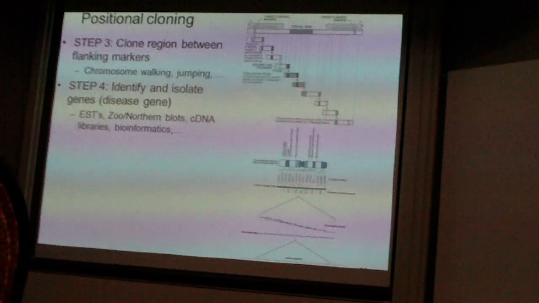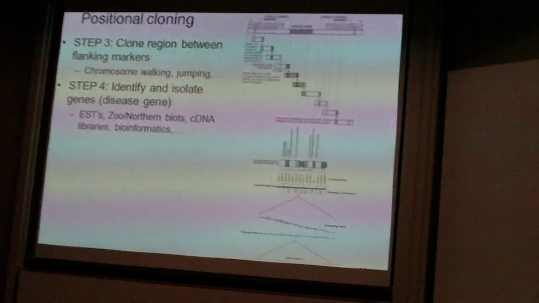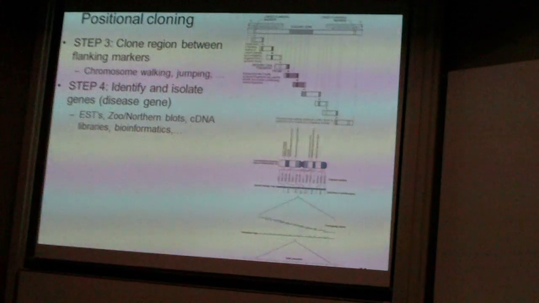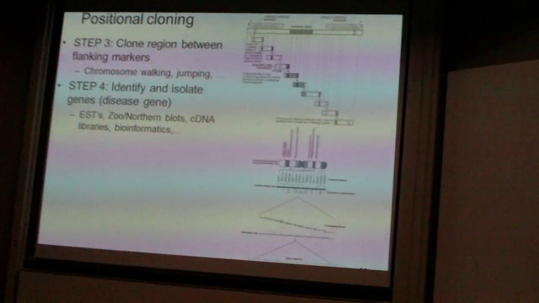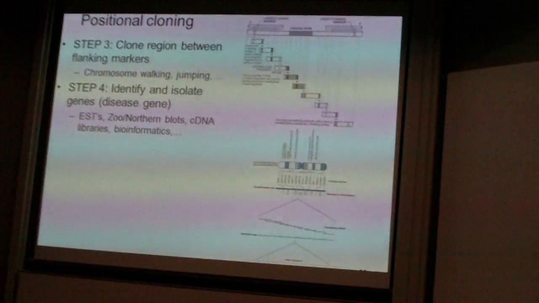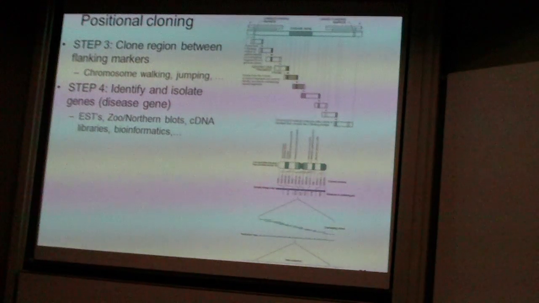And you know, in the DNA sequence, it's not so easy to find the genes, but there are several ways to do that. You can use computer programs to do so. You can use cDNA libraries, Northern blots. These are all methods to identify the exons or the genes within such a region.